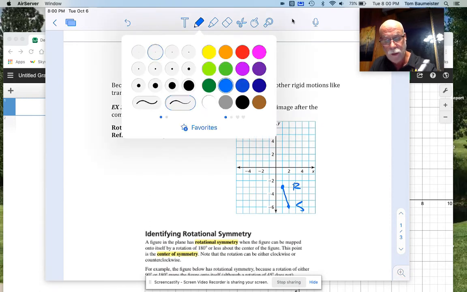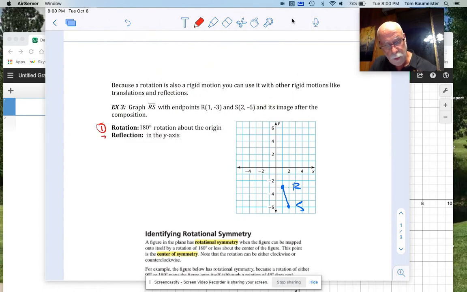So remember, the last time I showed you, when they give us the order, we do it in that order. All right? So I want you to think about rotating it. I know 90 degrees will go to here, 180 would go to here. So again, let's go ahead and write it down in case we need to. So our R is at 1 and negative 3, and our S is at 2 and negative 6.